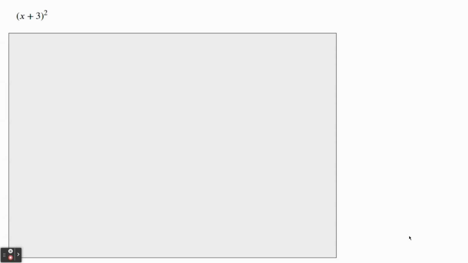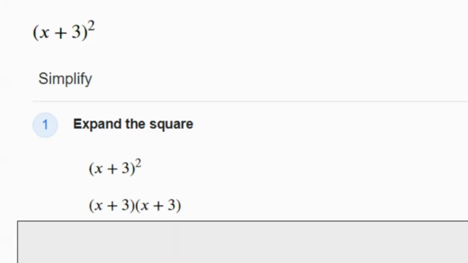Completing the square is a method of solving a quadratic equation which really involves trying to figure out what would be the perfect square trinomial that would factor to an end result like, let's say, for example, x plus 3 quantity squared. So let's work backwards on this problem.